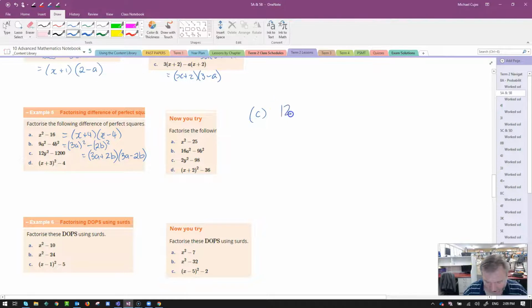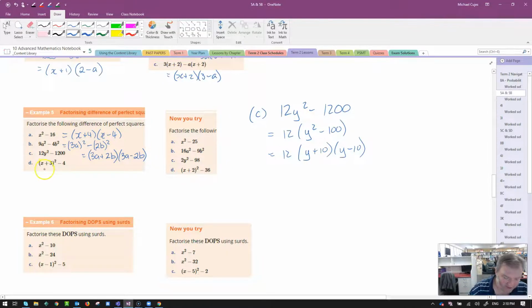I might have to do example C over on the side here. 12y squared minus 1200. If there's a common factor, take it out first. Always our first step whenever we're trying to factorise. Oh, look, and that helped nicely, didn't it? Because 100 is 10 squared, so this is going to be 12 outside of y plus 10, y minus 10.